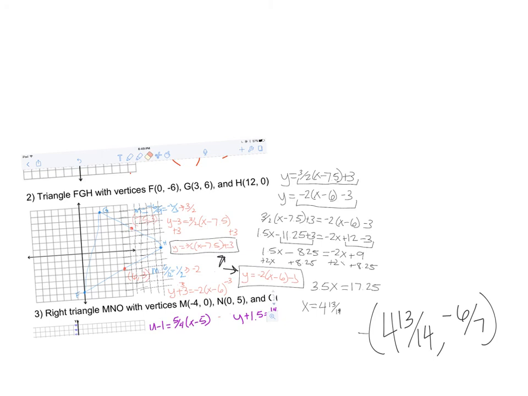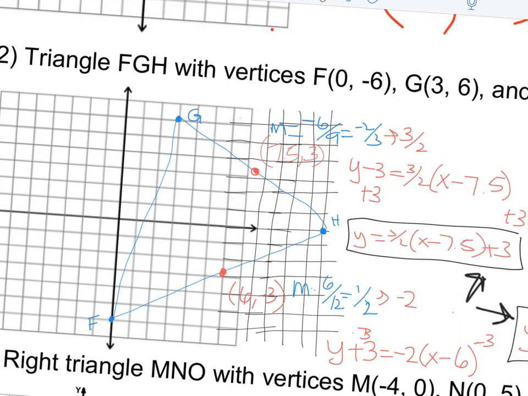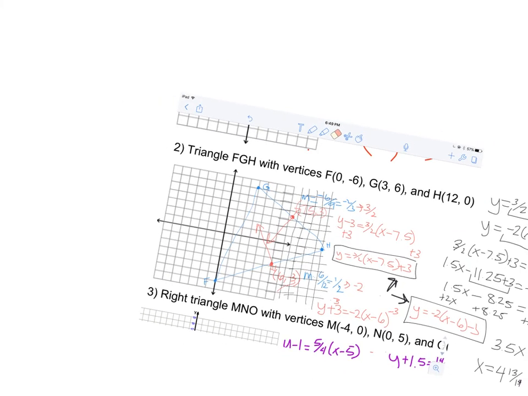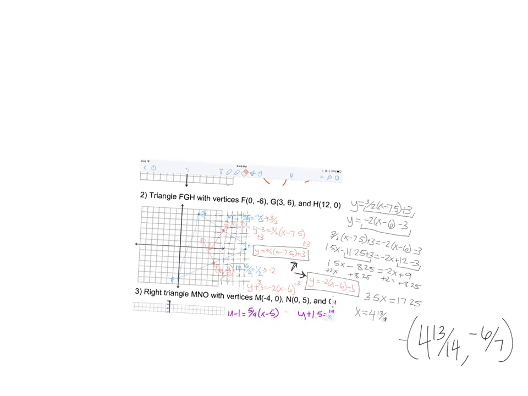Okay. Once I have that point, all that's telling me is that when I go over here and I draw these perpendicular bisectors in, so it's going something like that in both directions, and this one's going something like that, the point where those two lines meet, our circumcenter, will be at 4 and 13/14, negative 6/7 as an ordered pair.